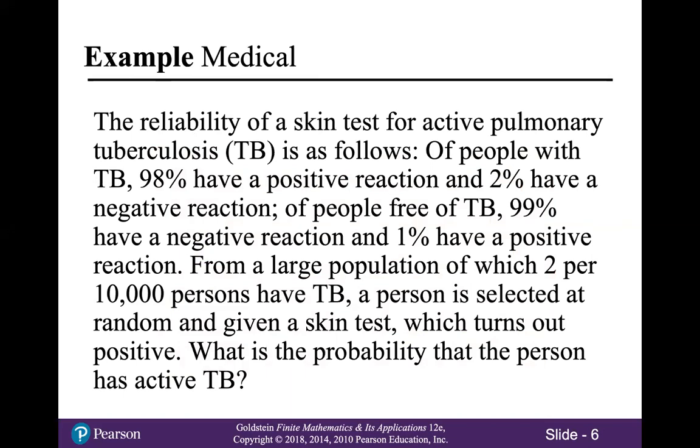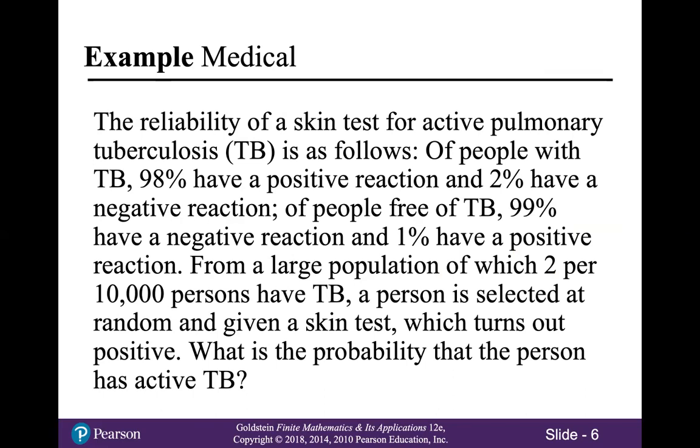This example has kind of a surprising answer, I think. The reliability of a skin test for active pulmonary tuberculosis, or TB, is as follows. Of people with TB, 98% have a positive reaction and 2% have a negative reaction. In other words, 98% test positive, 2% test negative. Of people free of TB, 99% test negative and 1% test positive.